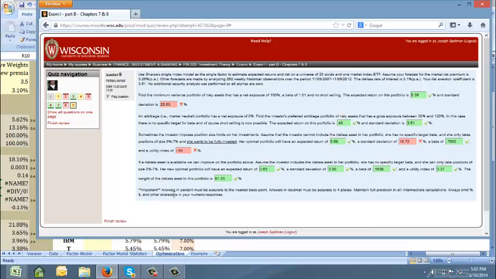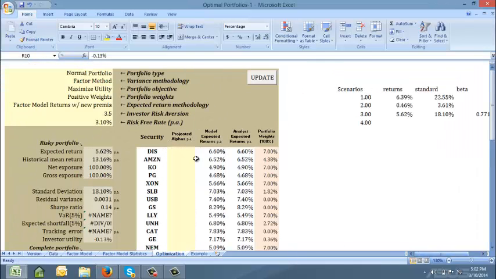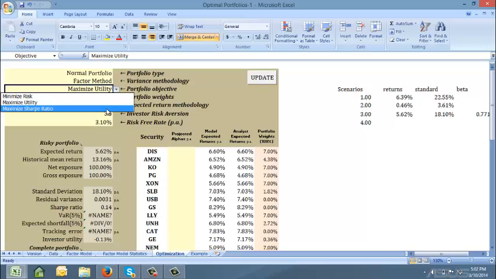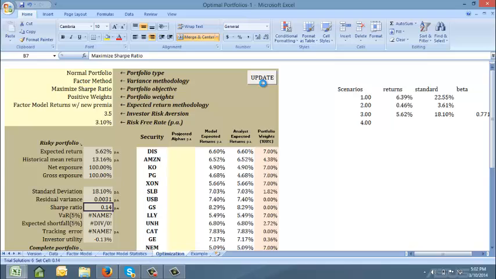It's asking for a riskless asset. Same thing, except we're going to include the riskless asset this time. We're going to be maximizing the Sharpe ratio because we're including the riskless asset. So we need positive weights, maximize Sharpe ratio, factor method, normal portfolio. That looks good. Run it quick, update it quick. We're going to use solver again.